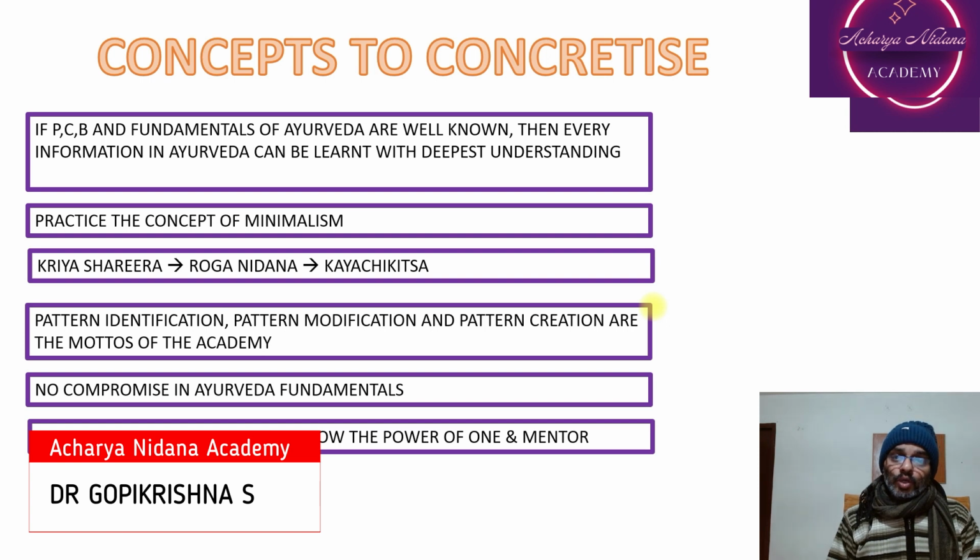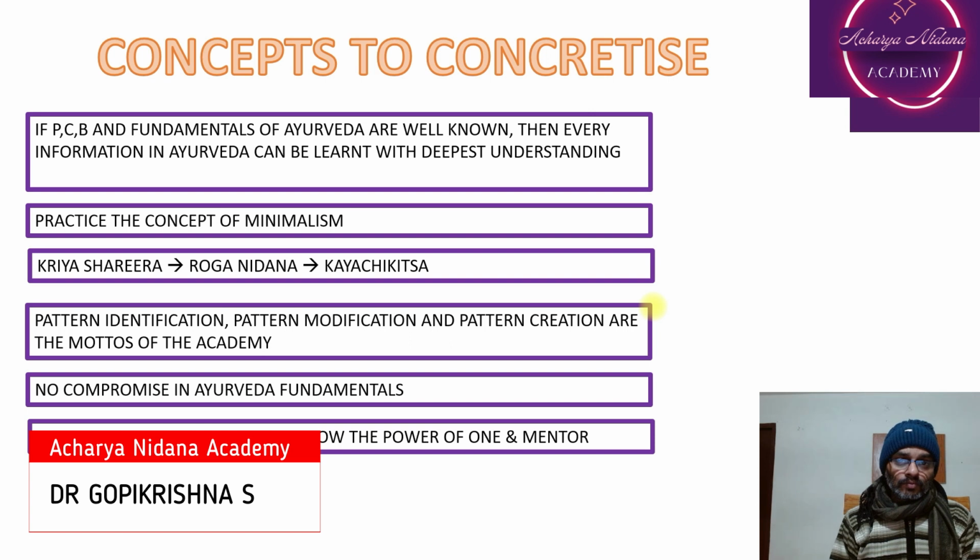Second, when you want to know each and every concept with deep dive understanding, we need to practice the concept of minimalism. The term minimalism means we take one small topic and learn it from multiple angles. For example, the concept of dosha from the point of Rachana Sharira, Kriya Sharira, Roga Nidana, Rasa Shastra Bhaishajya Kalpana, Dravya Guna, Kaya Chikitsa, Agada Tantra, Shalya and Shalakya Tantra. Like that, one particular concept from multiple angles gives a deep dive understanding.